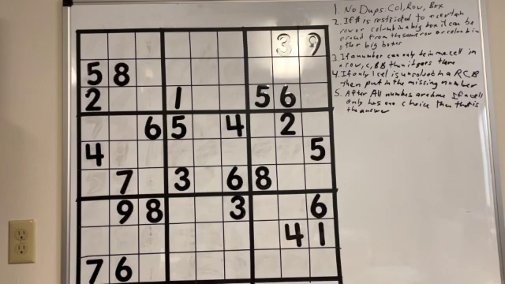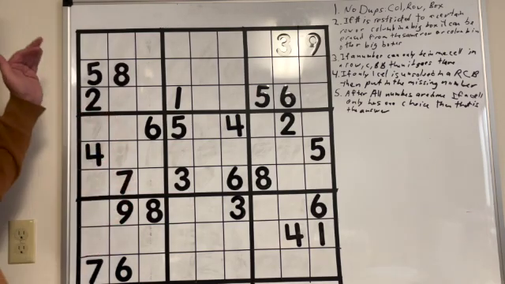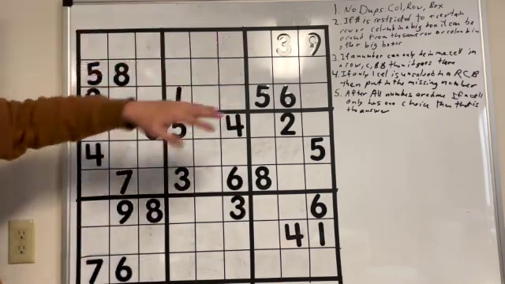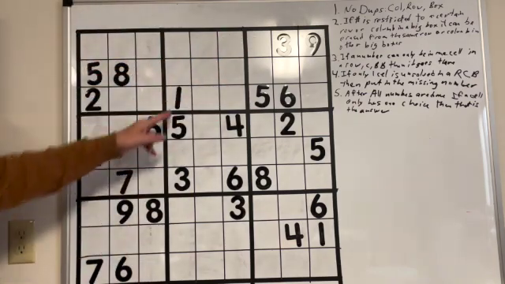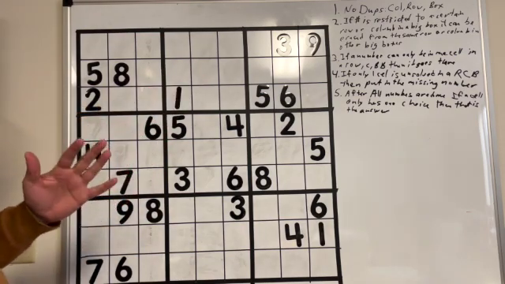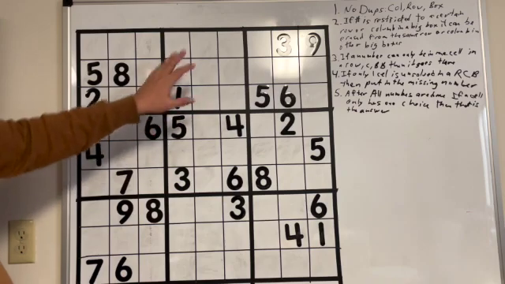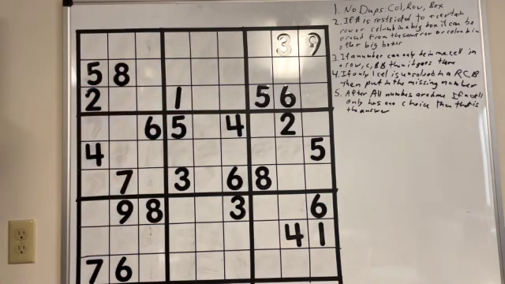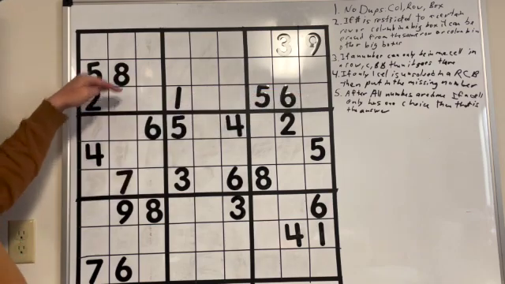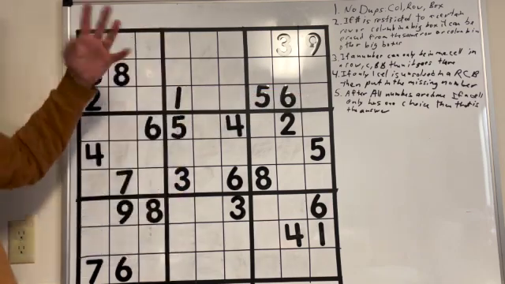Number 1, no dupes in a column, a row, or a box, right? You can't have 2 1s in any column, any row, or any big box. If you've already got a 1 in a big box, you don't get another one. And, as you guys know, once you get a 1 in a big box, it also tells you that you're not going to get another 1 in this row or in this column, right?